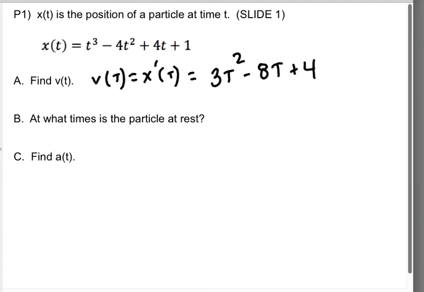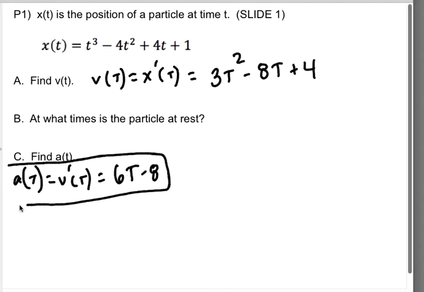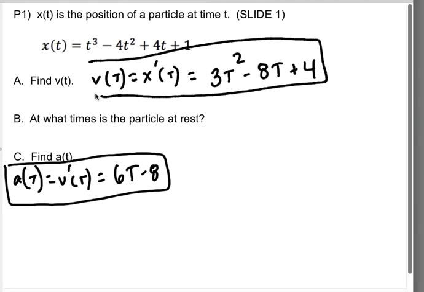So A of t is just v prime of t, or x double prime if you like that better, so that's going to be 6t minus 8. It's not awful if you just want to bust out the two where you're differentiating really quickly first. There's not much to them, you're just differentiating and that's the whole deal, right?